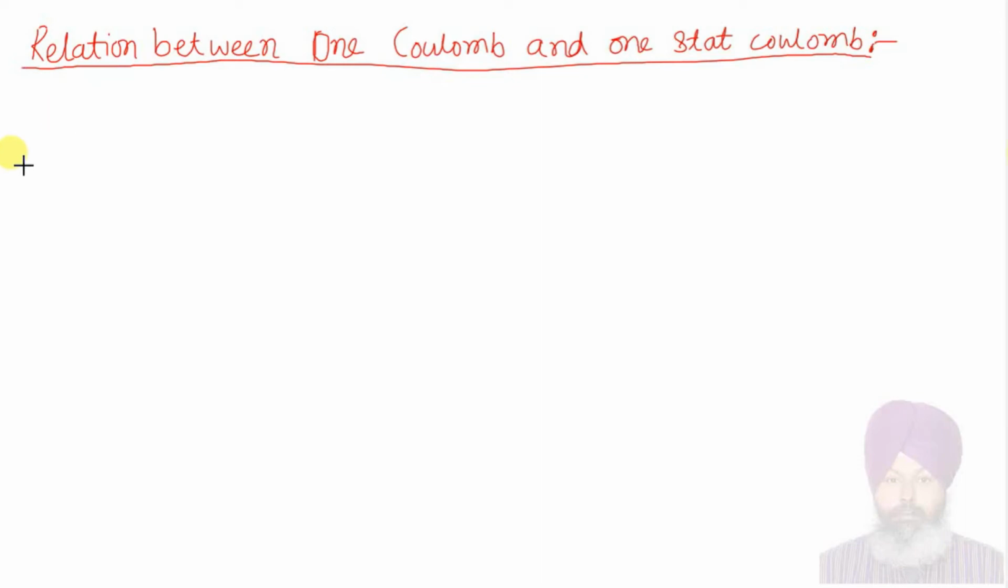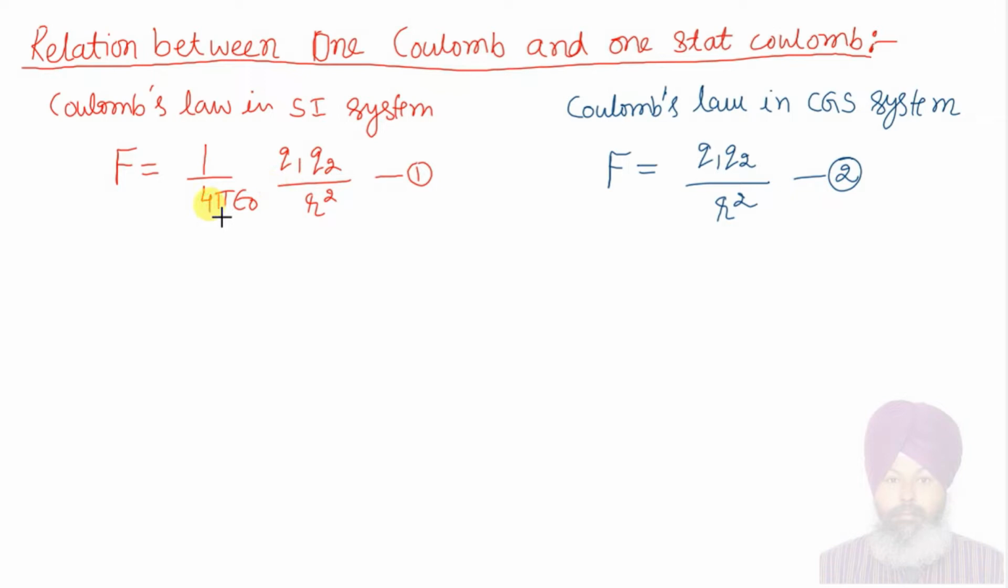So today we are going to find the relation between 1 coulomb and 1 stat coulomb. Let me write the formula for force between two charges in SI as well as CGS system. You can see in equation 1 I have written the Coulomb law for two charges in SI system, and in equation 2 I have written Coulomb law for two charges in CGS system.